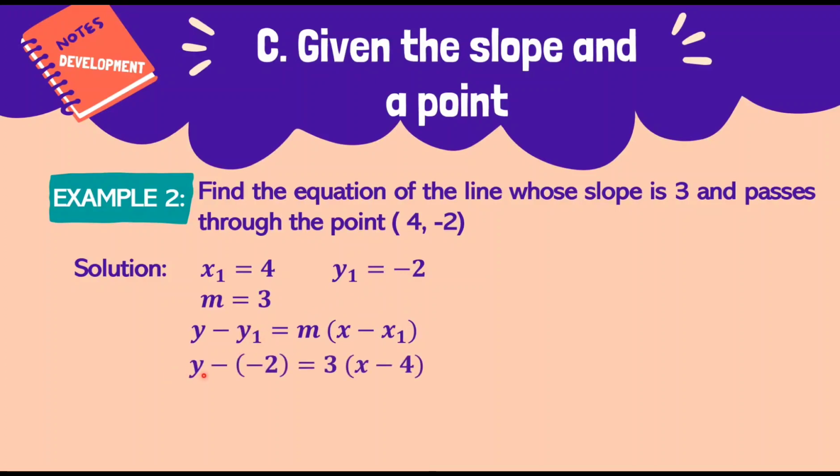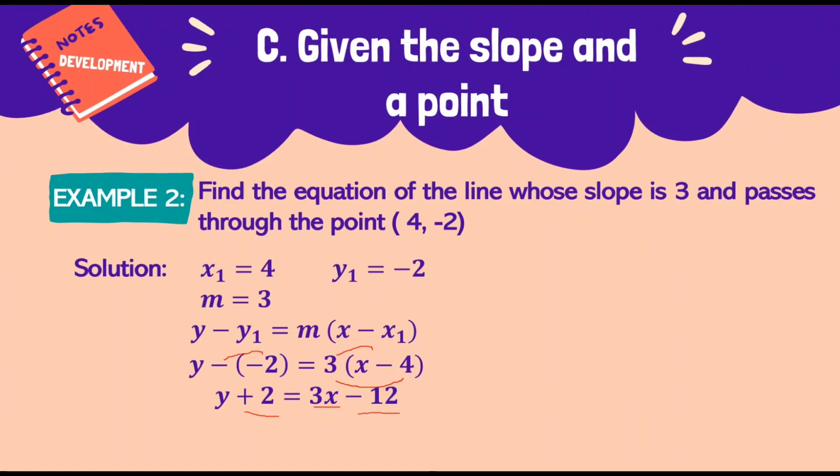So let us have, we have y minus negative 2. It's equal to 3 times x minus 4. So nilagay na natin yan dito. Yung slope dito, and then x sub 1 dito. So, let us multiply negative times negative 2, and 3 times x, and 3 times negative 4. So, let us find out. We have y, copy natin, negative times negative 2, the answer is positive 2. And then we have 3 times x, we have 3x. And then 3 times negative 4, we have negative 12.